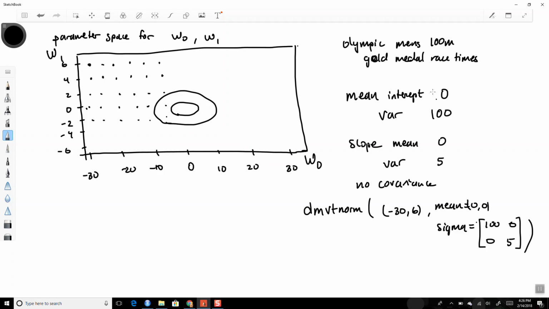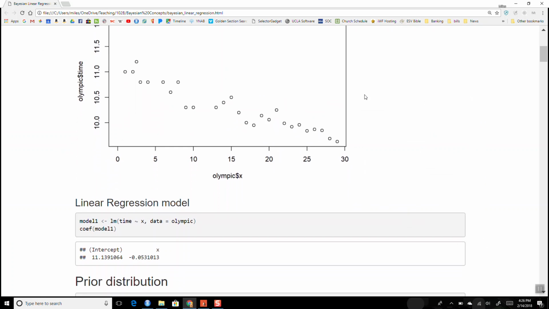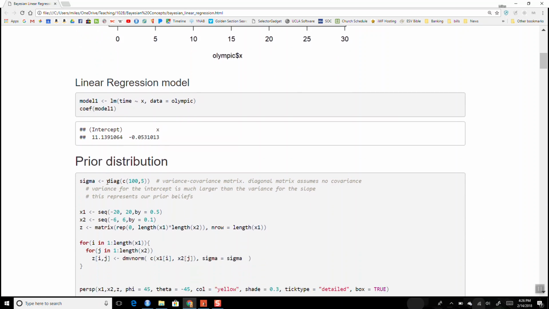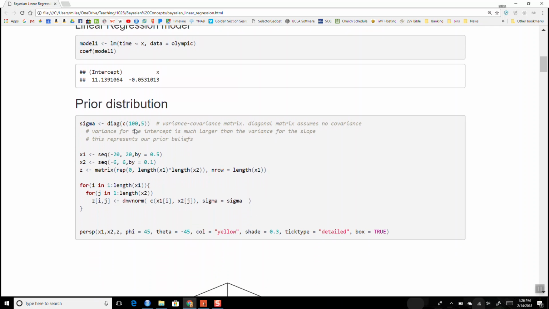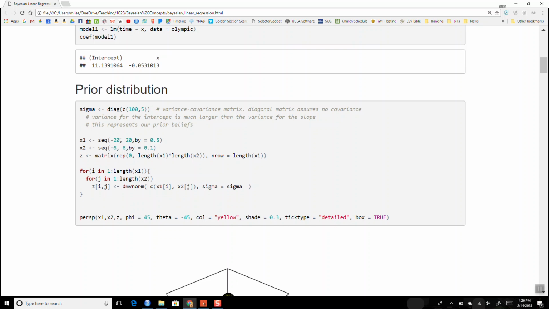And so when I do that, the true answer is going to have an intercept of 11.13 and a slope of -0.05. So here's my prior distribution. My sigma is a diagonal matrix with 105 down the diagonal. Here we're going to make a grid going from -20 to 20 by steps of 1/2 unit, and from -6 to 6 by steps of 0.1.